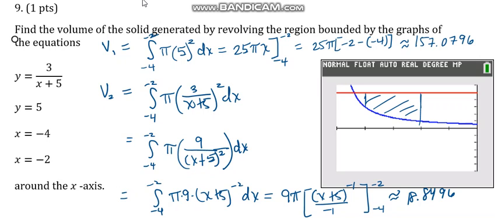18.849. And now we can subtract volume 1 minus volume 2, and that'll be the volume of the solid that remains. Okay, about 138.23.